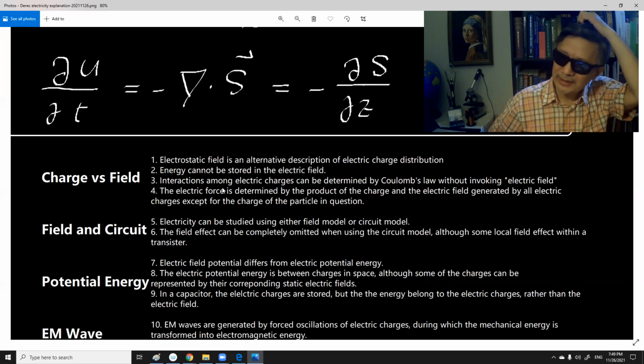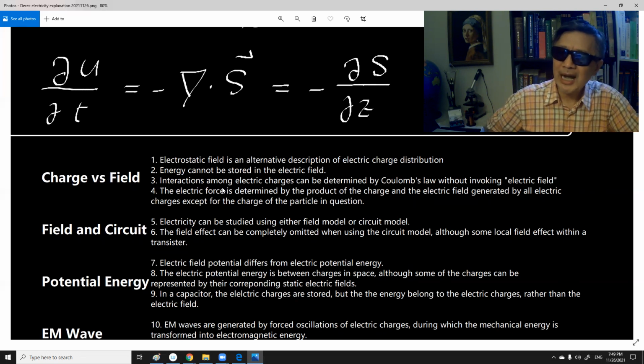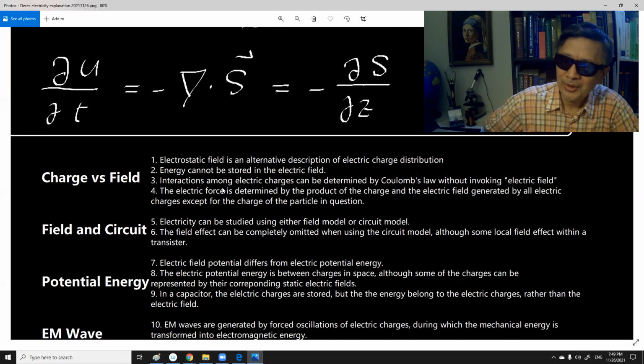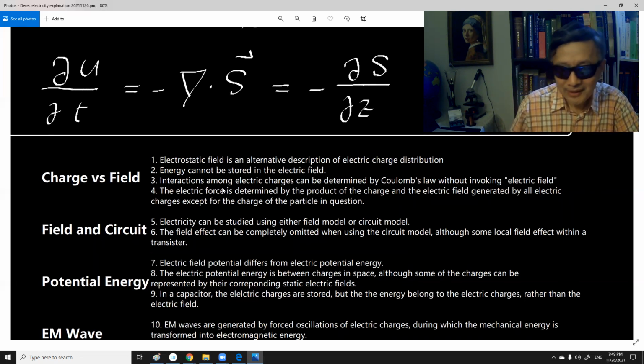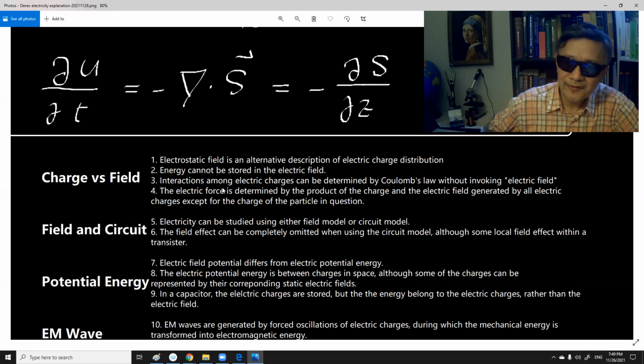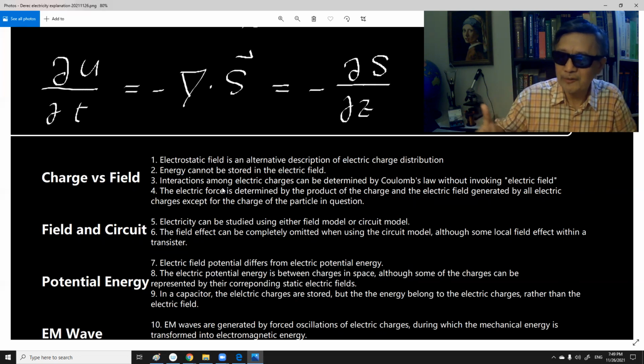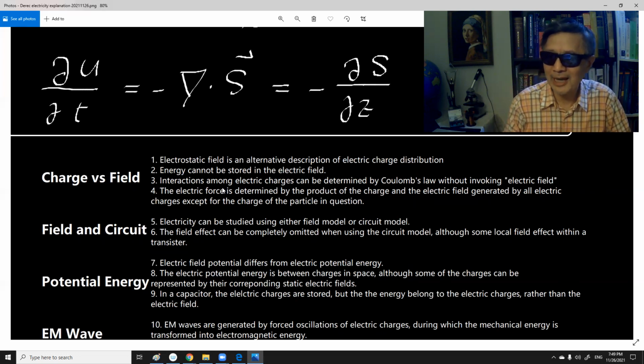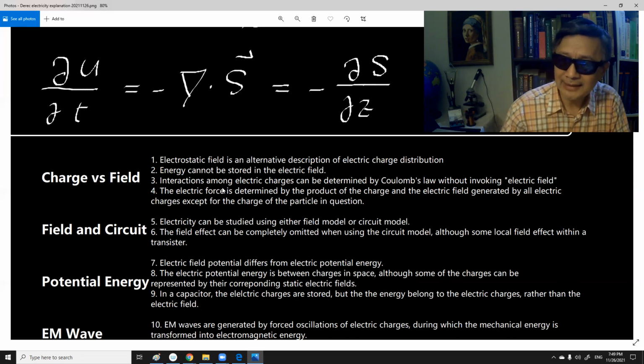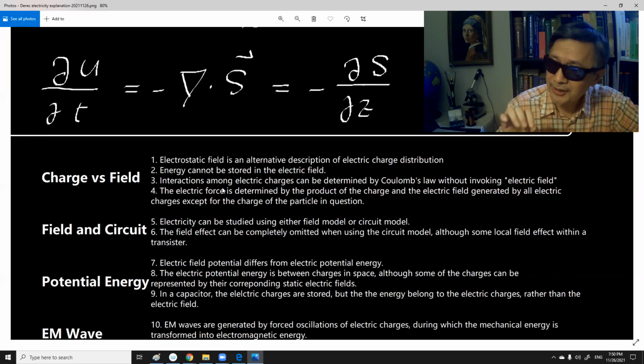My experience tells us that you can describe electricity either using the field model or the circuit model, depending on your particular applications. In fact, electricity can be studied using either the field model or the circuit model. The field effect is something you have to address, especially for those who have studied electromagnetism but haven't gone that far. That is that the field effect can be completely omitted when using the circuit model.